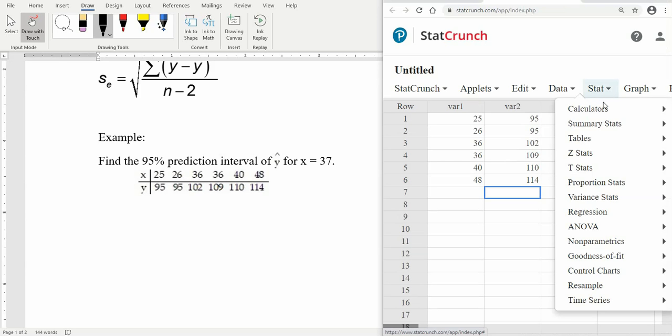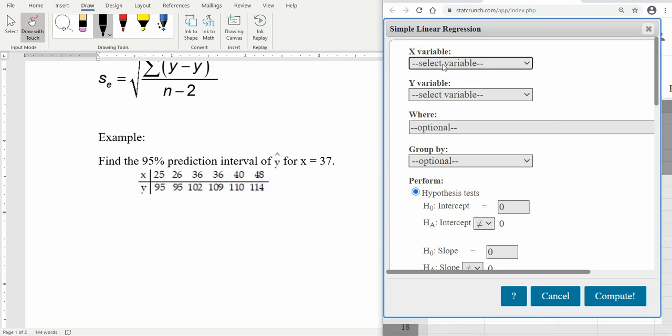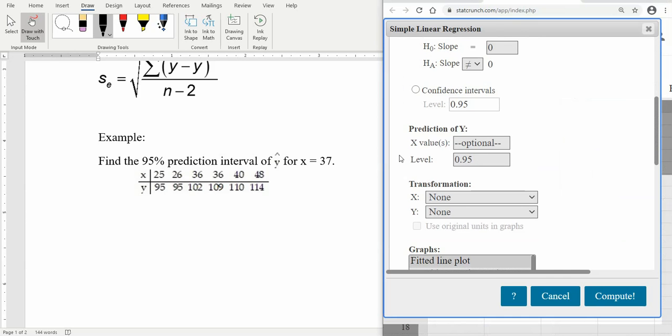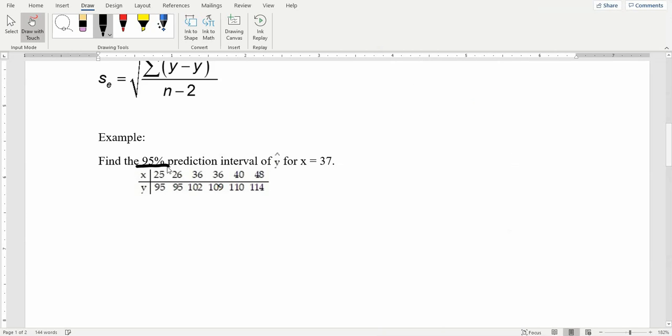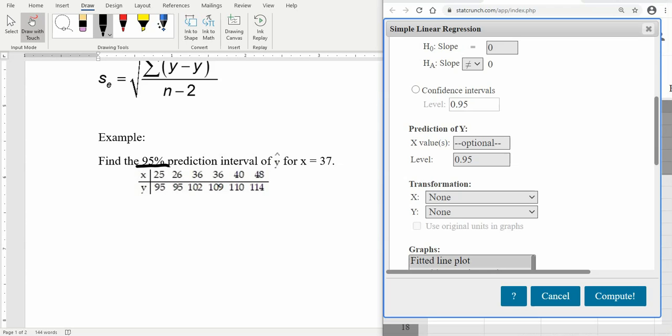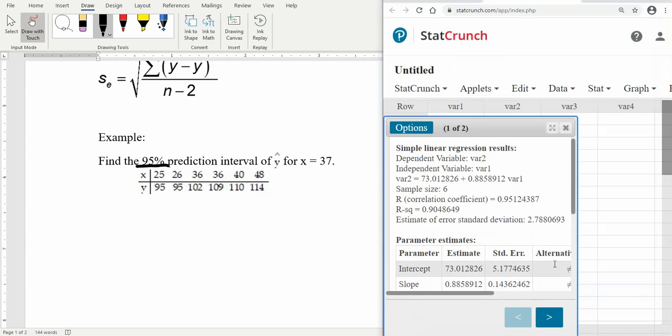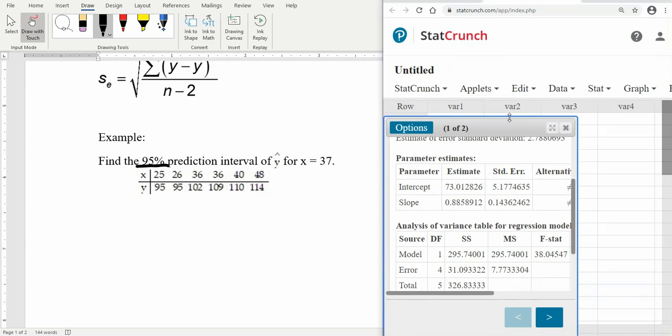We go to Stat, then Regression, and then Simple Linear. Our x variable is var1, and our y variable is var2 in this situation. You keep going down until you see the prediction of y. Keep that at 0.95 because it's a 95% confidence level, prediction level, however you want to say it. The x value that we're considering is 37, so type in the 37 and then click Compute. And I'm going to raise this up.